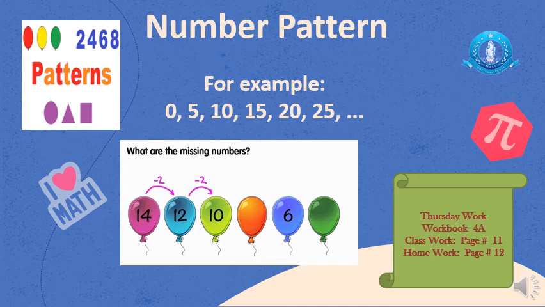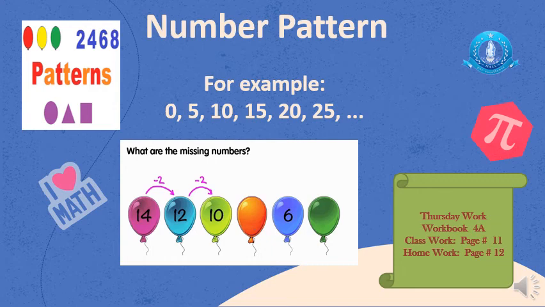Let's see this example. What are the missing numbers? See here, 14. When you minus 2, 12 will come. See, 14, 13, 12. You have to minus 2. Then again minus 2, 10 will come. Then which number will come on the orange balloon? So 10 minus 2, what will come? 8. 8 minus 2, 6. And 6 minus 2, what will come? 4. So in the orange balloon 8 will come. In the green balloon 4 will come.